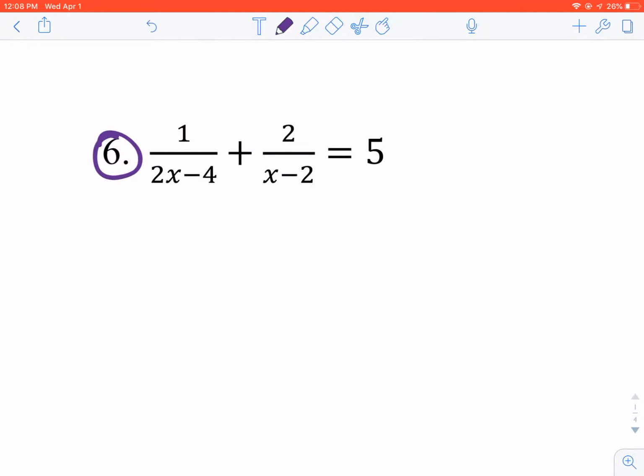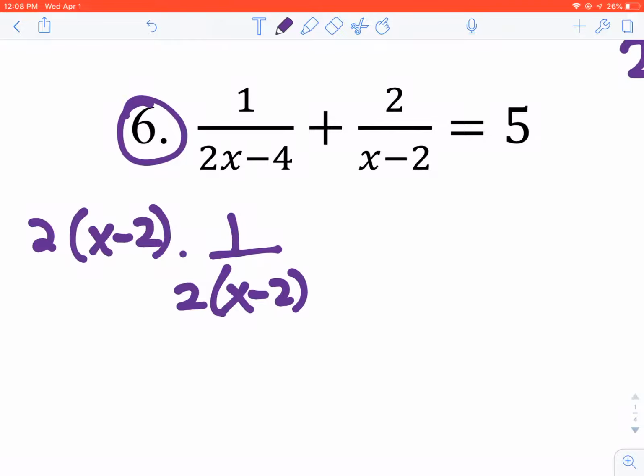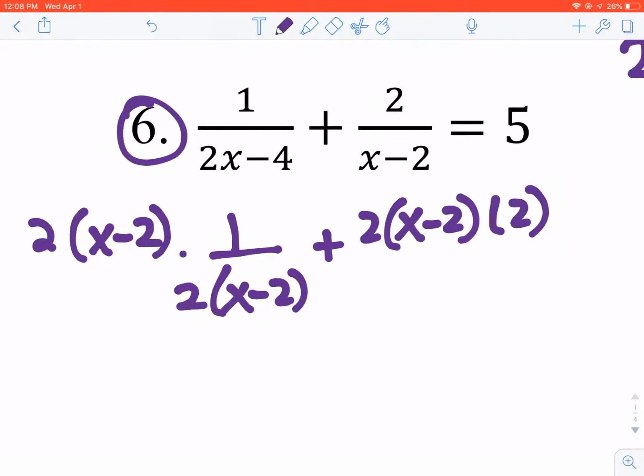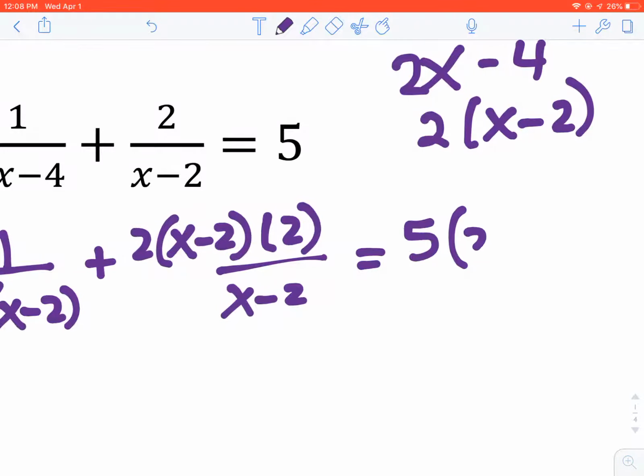So this time, if I look at this denominator, 2x minus 4, I factor that as 2 times x minus 2. So that's going to be my LCD. So I'm going to multiply 2 times x minus 2 times every fraction. 1, 2 times x minus 2 plus 2 times x minus 2 times 2 over x minus 2 equals 5 times 2 times x minus 2.